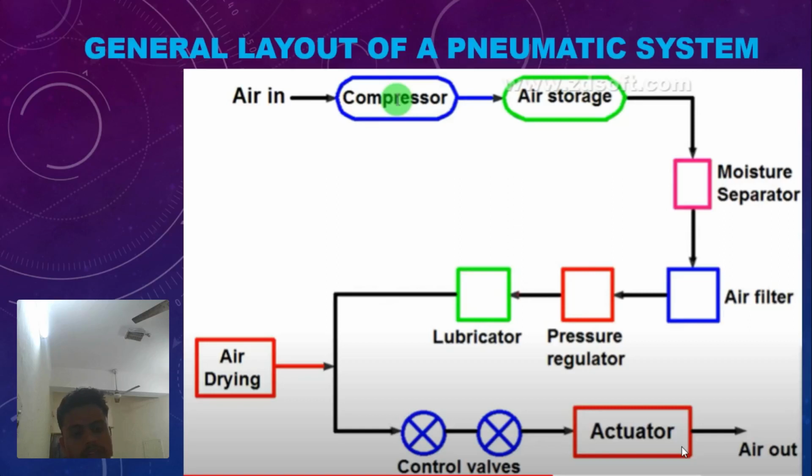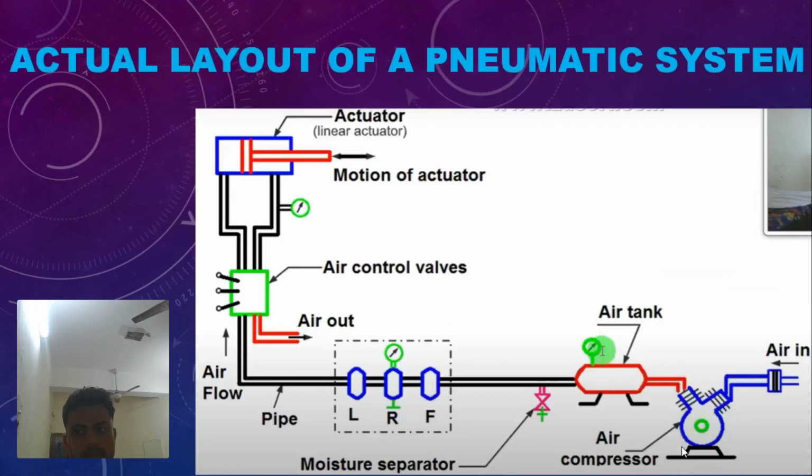The pressure regulator regulates the pressure, so it decides how much pressure is to be actually supplied, and then it is passed through a lubricator, which lubricates the air so that it allows the air to pass through smoothly, and then it is passed through an air dryer. And then using control valves, it is finally fed to the actuator, and then finally the air leaves out.